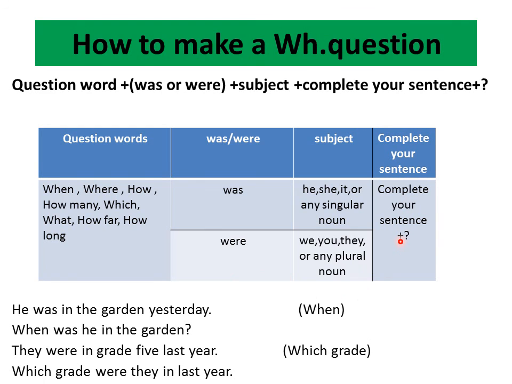Then complete your sentence. But pay attention that the part that we are asking about, we will not write it in the question. Example, he was in the garden yesterday. So ask with when. So when was he in the garden? When? Yesterday. When was he in the garden? They were in grade 5 last year. Make a question with which grade. So which grade were they in last year? They were in grade 5.